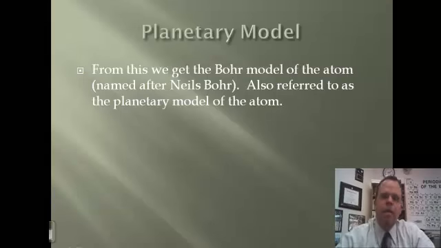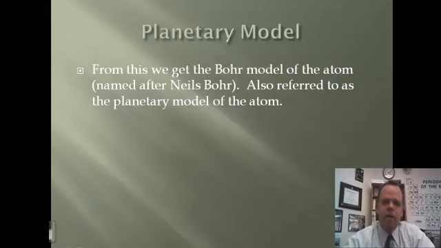This model is known as the planetary model of the atom. Niels Bohr is eventually the one who comes up with the description of it, and we'll learn all about Niels Bohr when we come back to atomic theory in the spring. But this is commonly referred to as a planetary model. It was the simplest idea that we could come up with to explain what this model looked like.